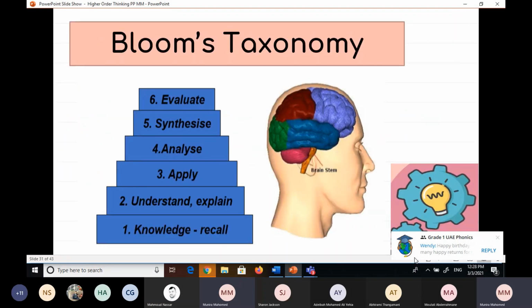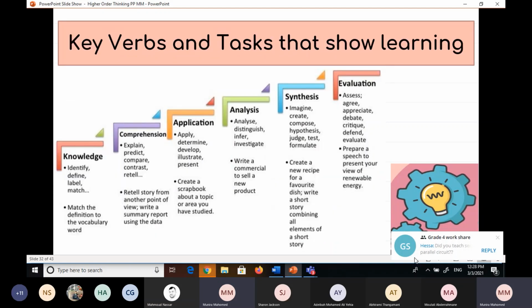Just a little bit about Bloom's taxonomy, which I know you all have done to death. We all know the steps of Bloom's and we all are using them a lot in our classes. Knowledge, understand, apply, analyze, synthesize, evaluate. So I just wanted to share with you again a little bit more about each step, right? Knowledge, comprehension, application, analysis, synthesis, evaluation. These are all key verbs and tasks that show learning and how we can implement.